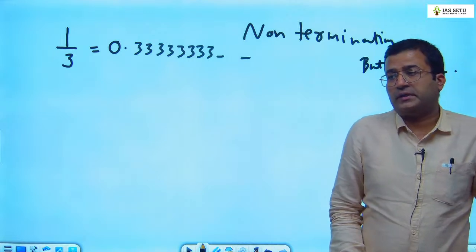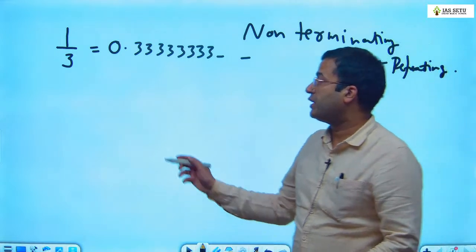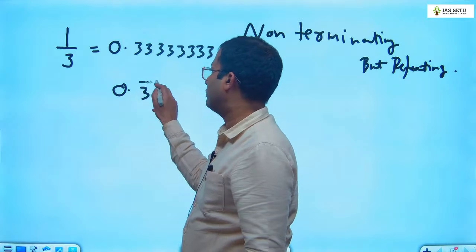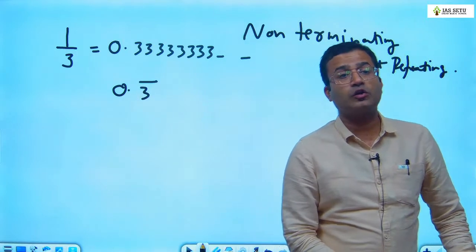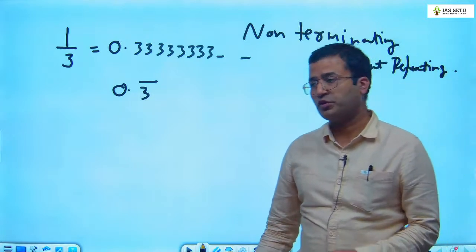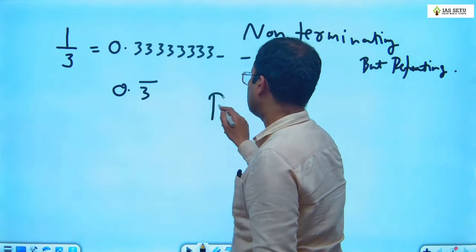Terminating but repeating. And we write it like 0.3̄. This 3 reoccurs again and again. These are called recurring decimals also. We call these recurring decimals also.